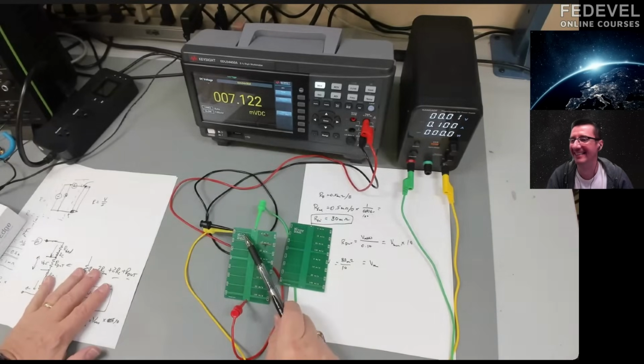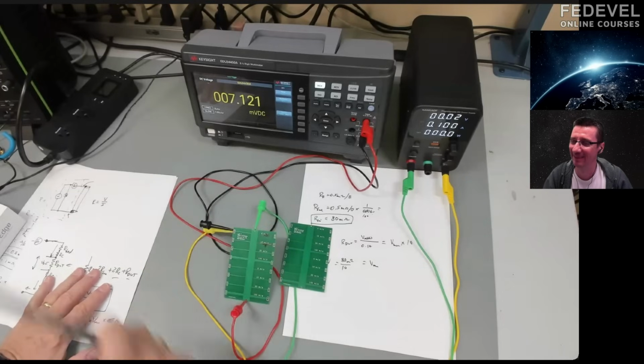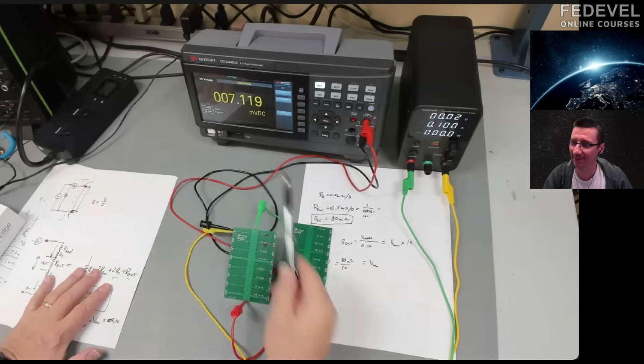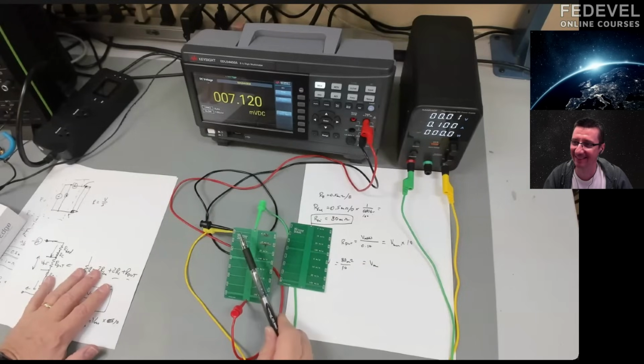Here's a 6 mil wide line. It's 80 milliohms. We're putting a tenth of an amp through it. We get 7 millivolts across it. Let's ask how much current can we put through that trace before we blow it up? And what would be your guess?